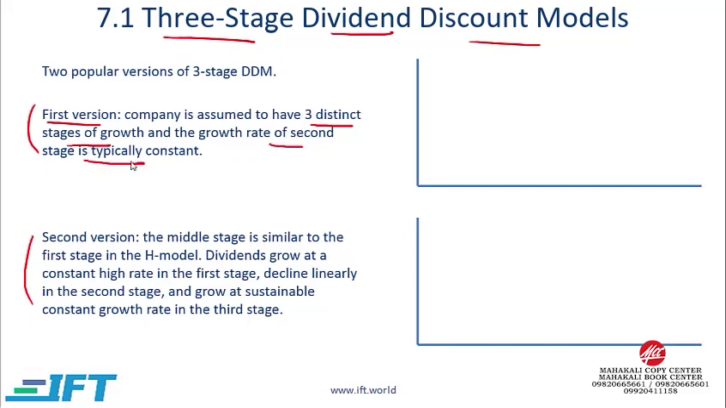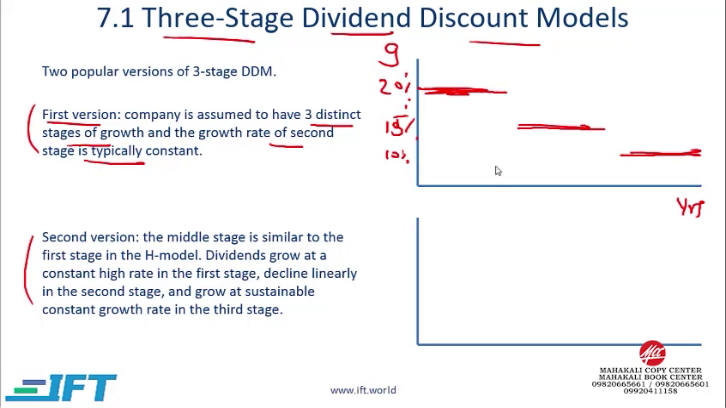So again, if you have growth rate on the y-axis and time or number of years on the x-axis, then we say that for a certain number of years the growth rate is high, let's say 20%. Then for a certain number of years growth rate is somewhere in the middle at, let's say, 15%, and eventually the growth rate comes down to 10%. So 3 distinct phases, and in each phase you have a particular growth rate.